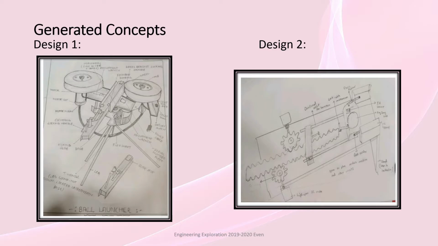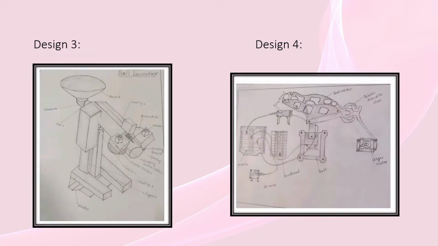And now coming to the generated concepts. We have generated 4 designs in total. The first design uses a spinning wheel mechanism. Here, 2 spinning wheels are used to launch the ball. In the second design, we have used a gear mechanism and elastic rubber to launch the ball. Now coming to the third design. Here, we have used a spring mechanism to launch the ball. In the fourth design, we have used a robotic arm and claw to launch the ball.